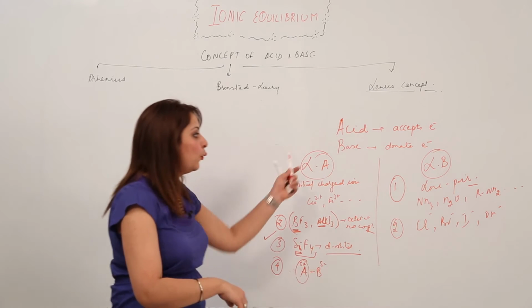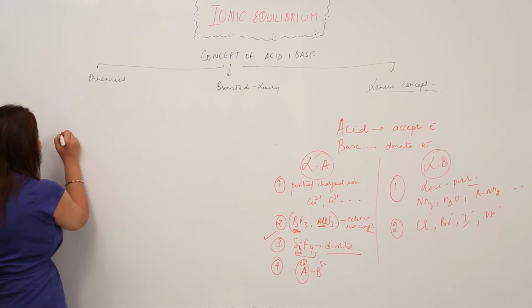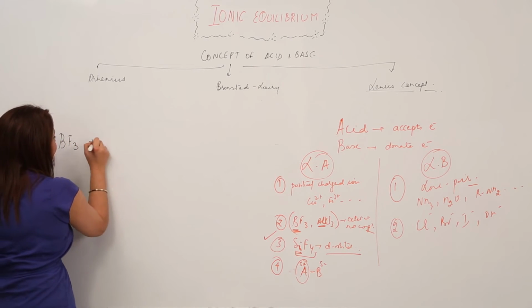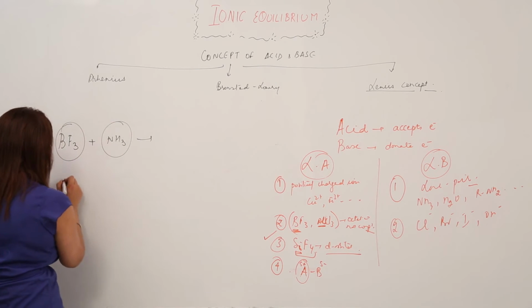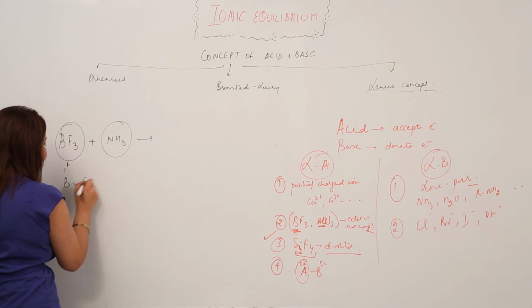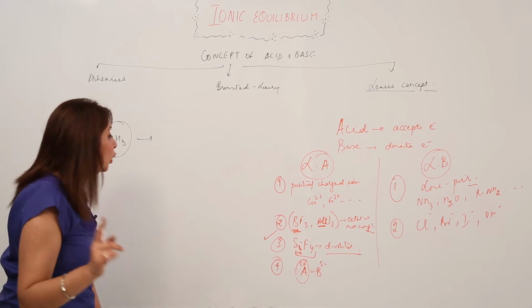Now let us see how the bonding occurs between the Lewis acid and a base. Suppose I have an example of BF3 and an example of NH3. So what do we see in BF3 and NH3? In BF3, boron has only 6 electrons around it, that means the octet is not complete.